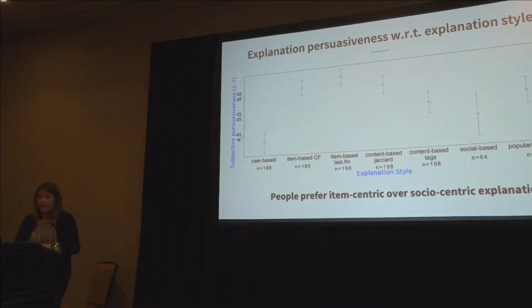Here we plot the mean persuasiveness with respect to the different explanation styles. And we observe that people prefer item-centric over socio-centric explanations. So the explanations that involved other items in order to support a recommendation were more favorable when compared to explanations that involved Last.fm users or popularity-based explanations.